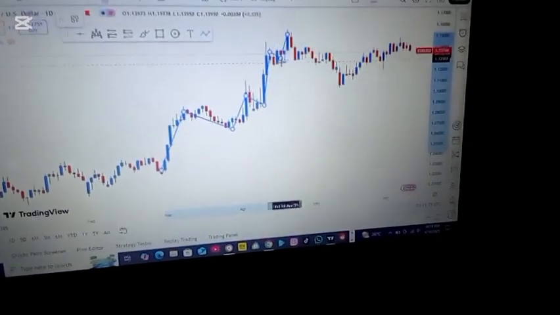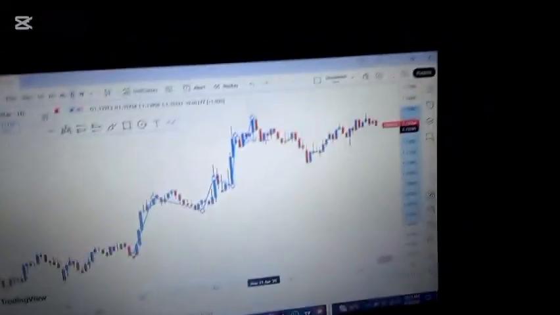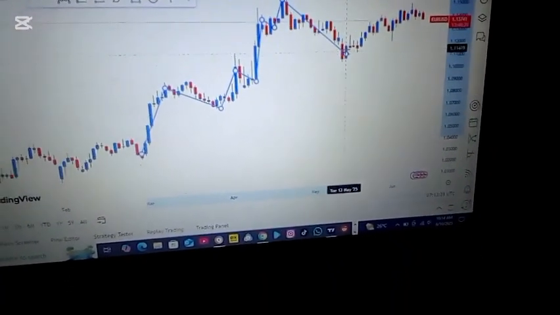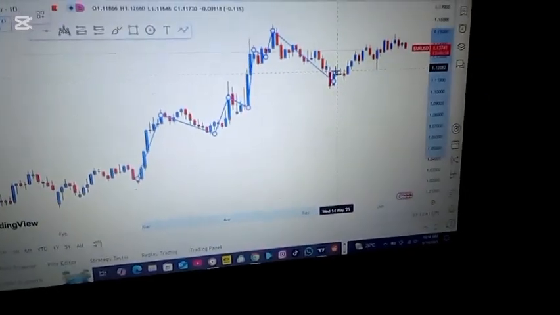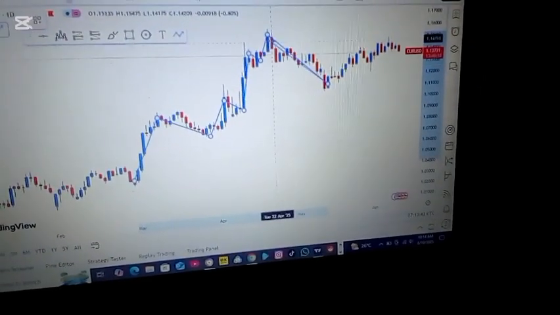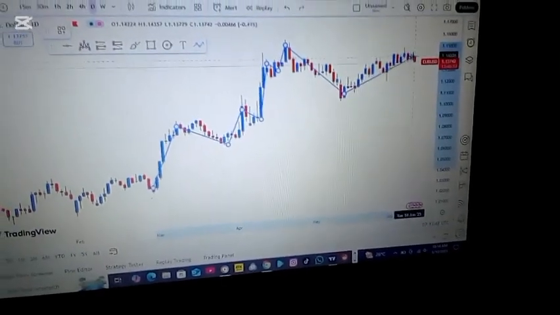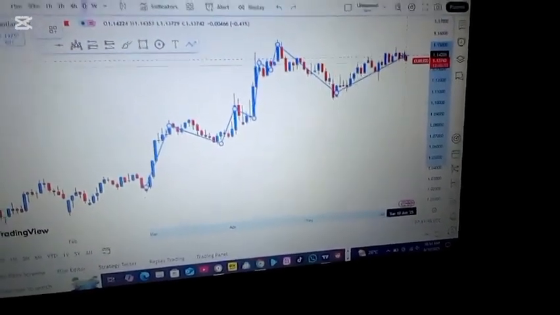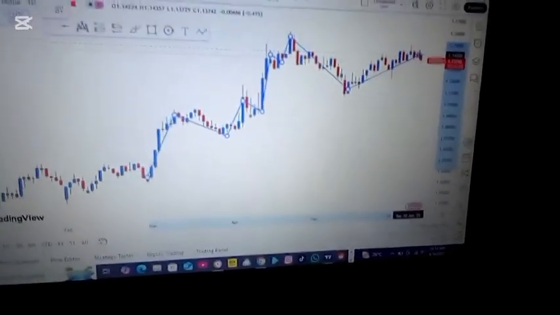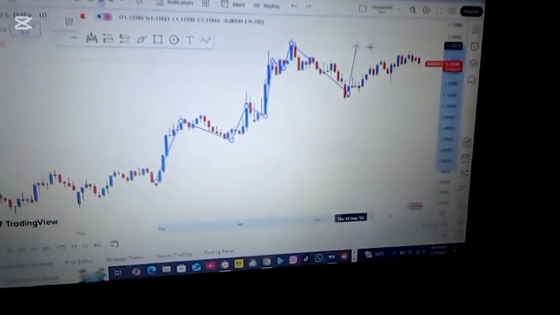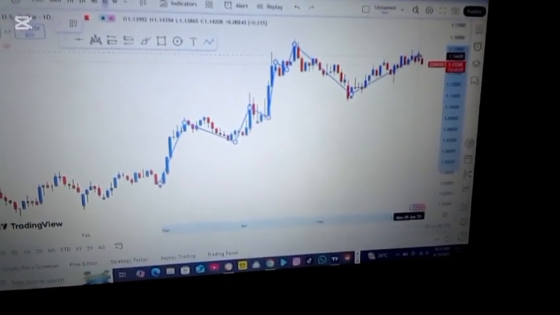Okay, so if it has broken this previous low, now the market has shifted bearish. The market is now bearish. So to make the market bullish again, it has to break this high, but as of now, this is our highest point. So as of now, the market is bearish for the daily time frame.